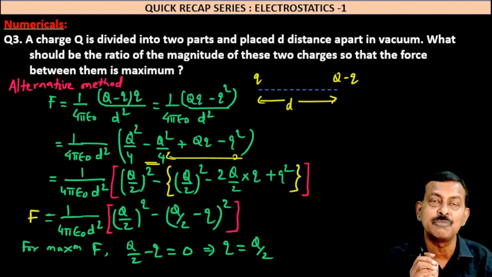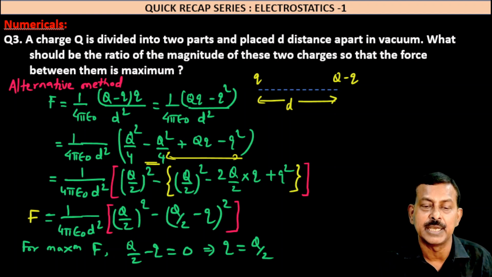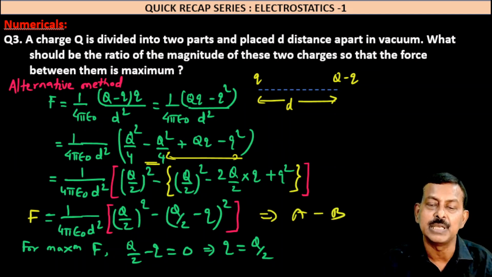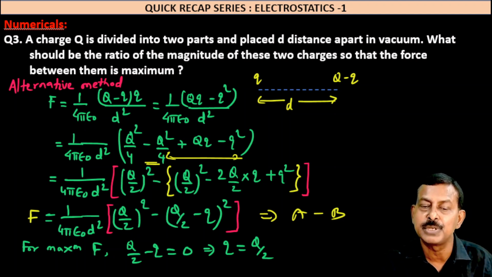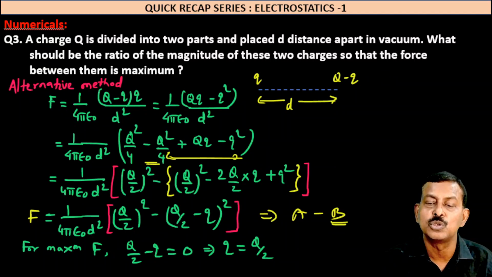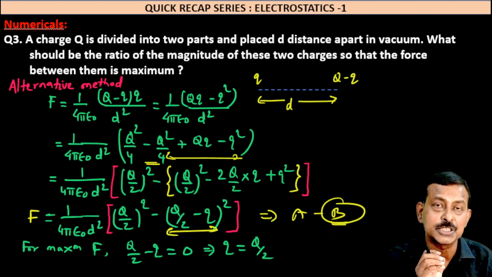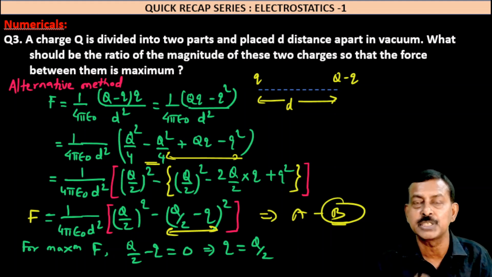If you want the maximum value of this force, this term should have maximum value, and there are two terms there, in the form A minus B. For this difference to be maximum, the B term should have minimum value. And what is the term in place of B? It is (Q by 2 minus q) whole square. Being a perfect square, the minimum value of a perfect square is 0.